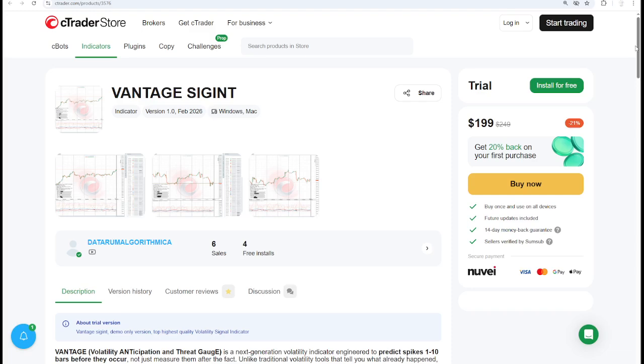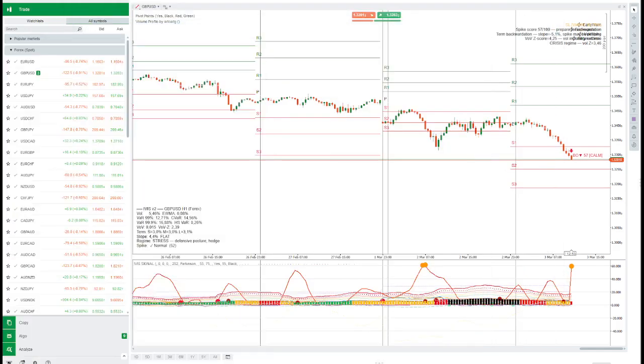So these are highly technical, high quality signals, SIGINT, okay? And these products are unique on the cTrader store and Datarum Algorithmica. I am the only person who can provide you with this kind of technical indicators. Now we're going to see on chart what I'm talking about.